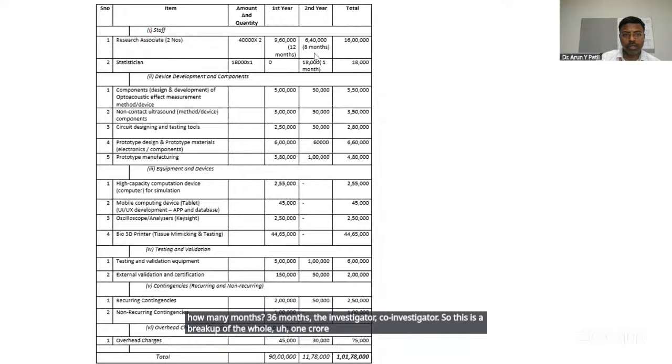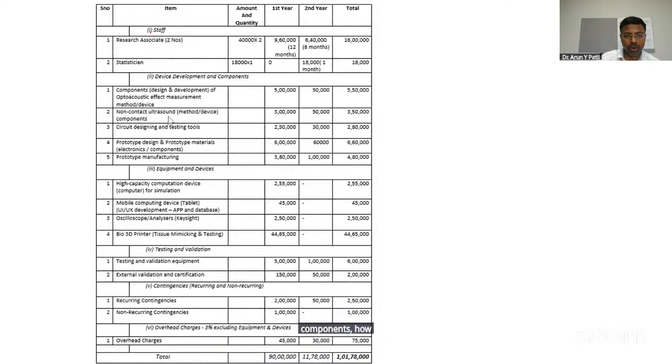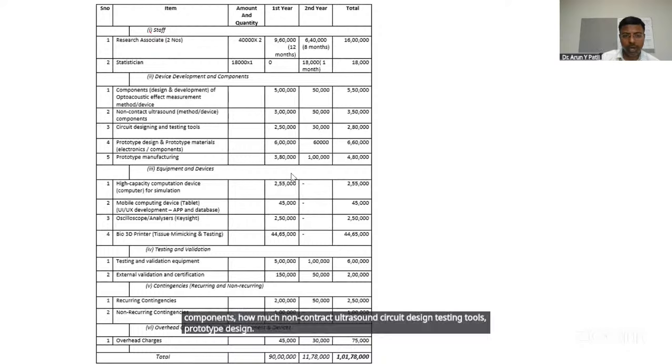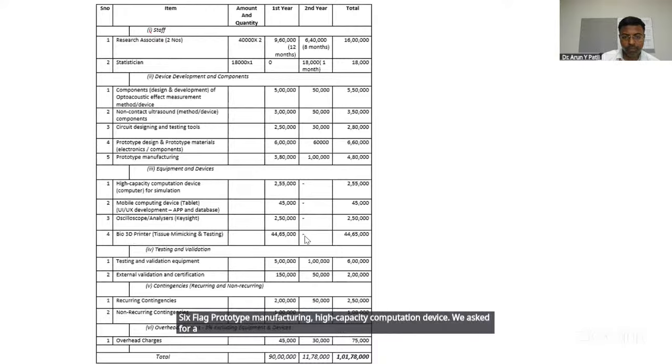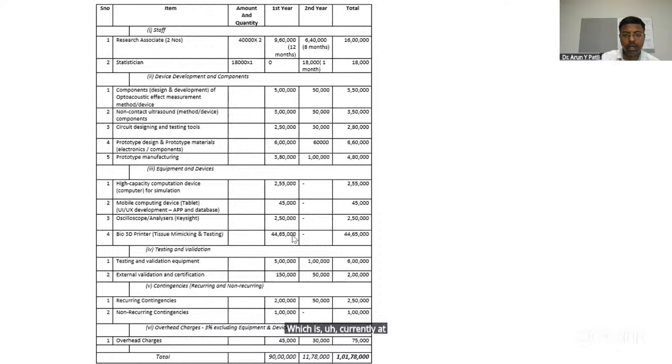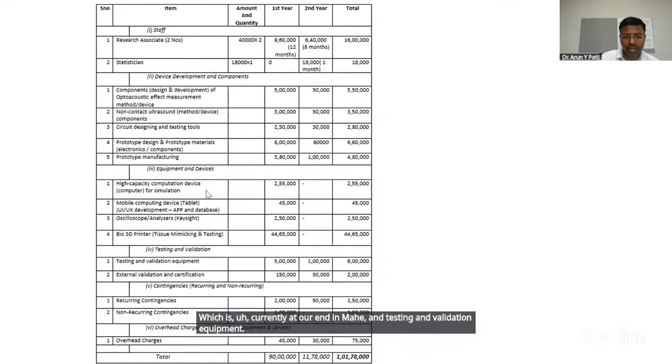We allocated research associate, statistician, components, non-contract ultrasound, circuit design, testing tools, prototype design at 6 lakh, prototype manufacturing, high capacity computation device. We asked for a bio 3D printer at 45 lakh, which is currently at our end in Mahe, and testing and validation equipment. So likewise, this is how you have to break that down into recurring and non-recurring form.